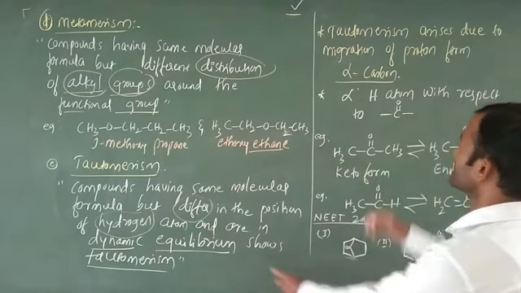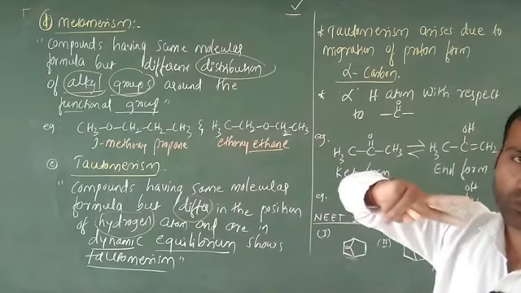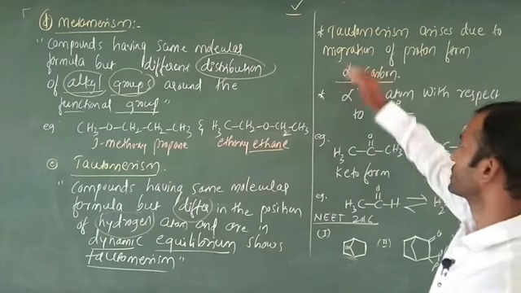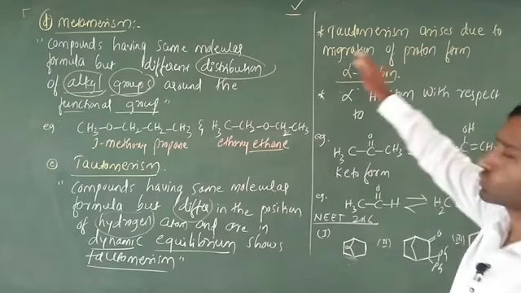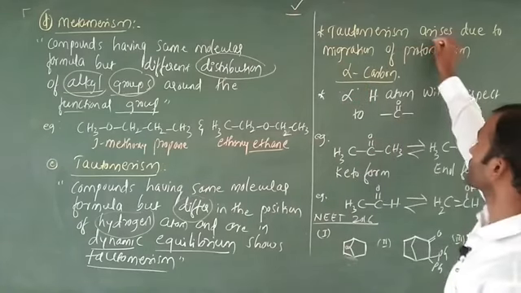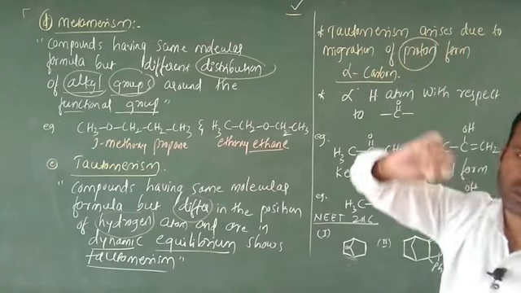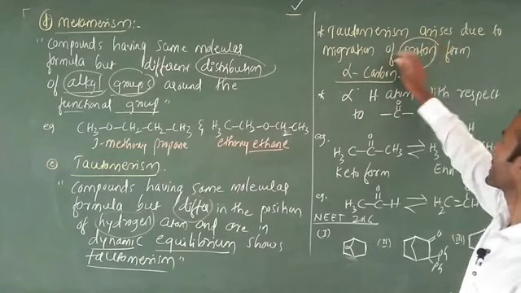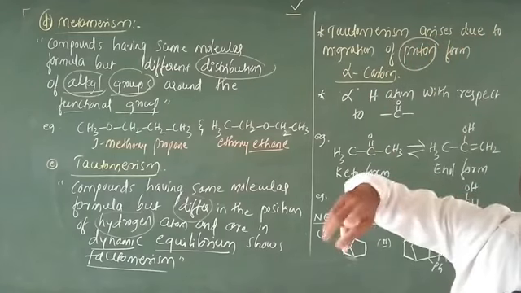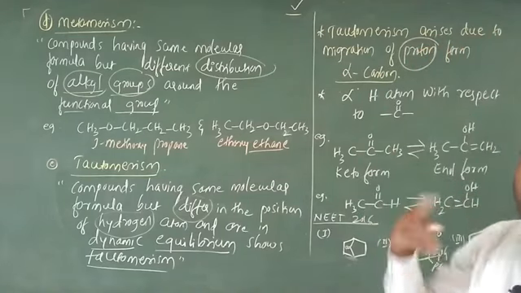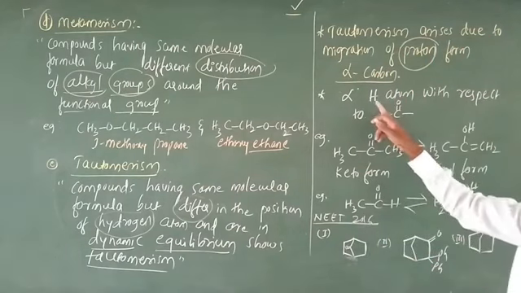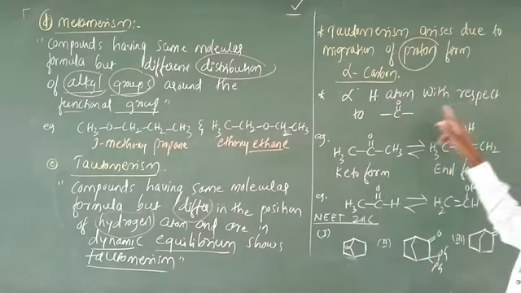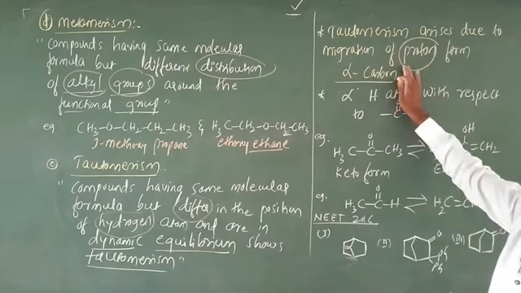In this case, tautomerism is the most important point for entrance exams. Tautomerism arises due to migration of proton, that is H plus. Proton means H plus. Tautomerism arises due to migration of proton from alpha carbon. Right now I will tell you what alpha carbon is. Here alpha hydrogen atom is with respect to carbonyl, don't worry about this point.